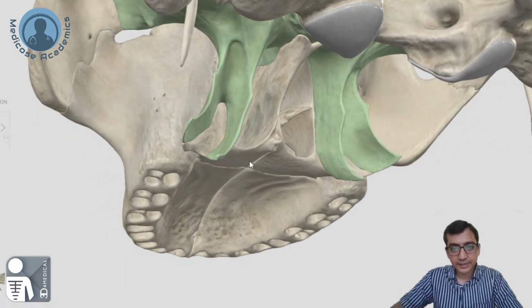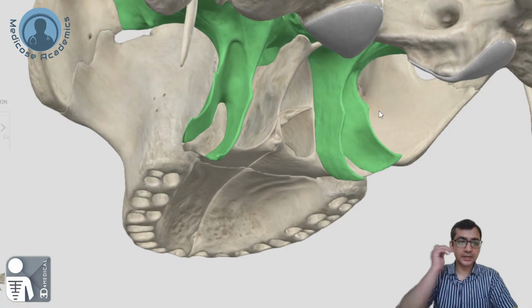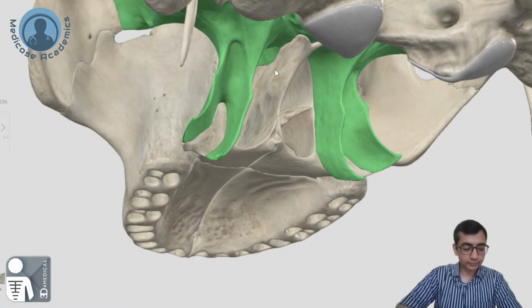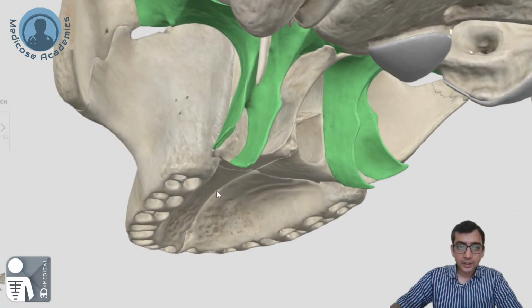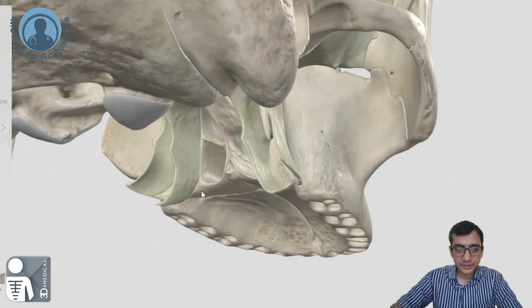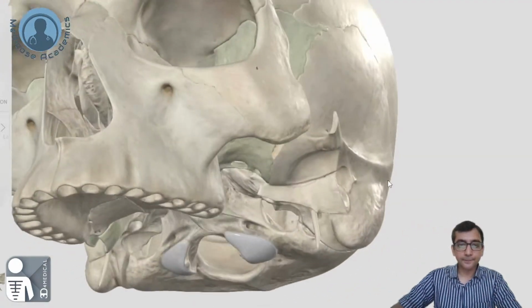These are known as the medial pterygoid plate and the lateral pterygoid plate, and in between them there is a fossa, the pterygoid fossa. The medial plate contains this prominence that is known as the hook of hamulus.